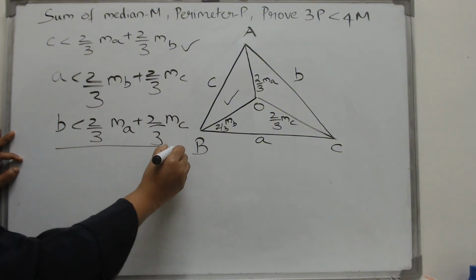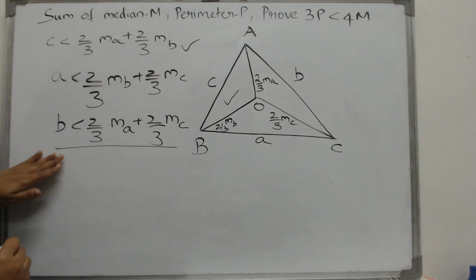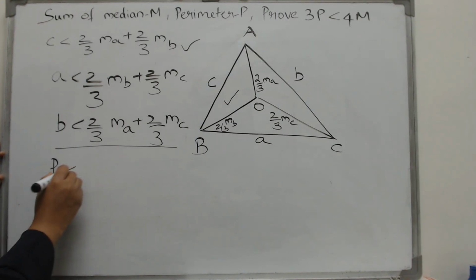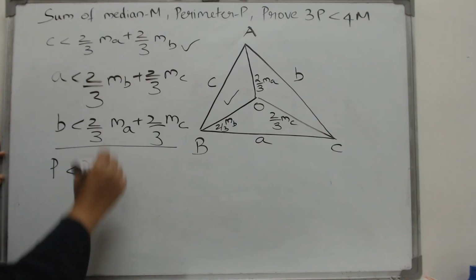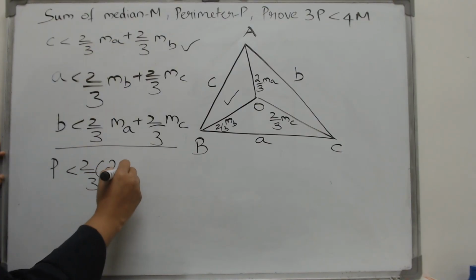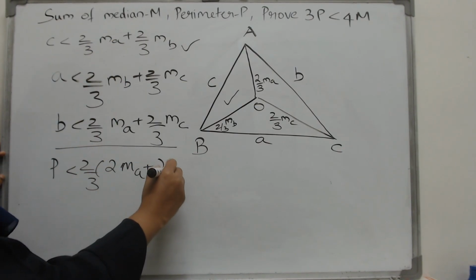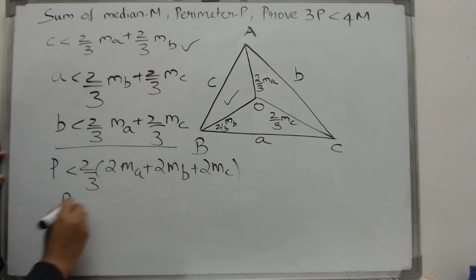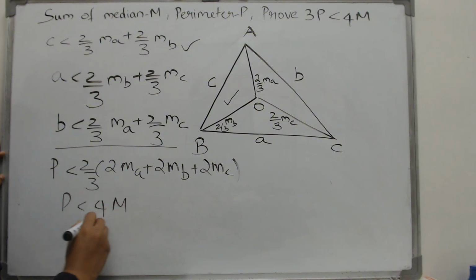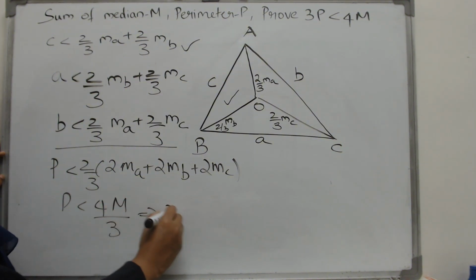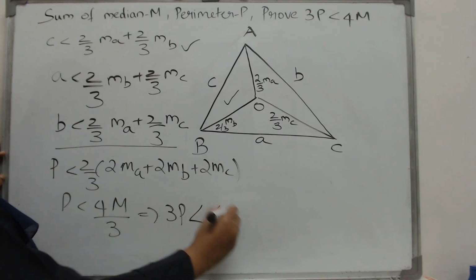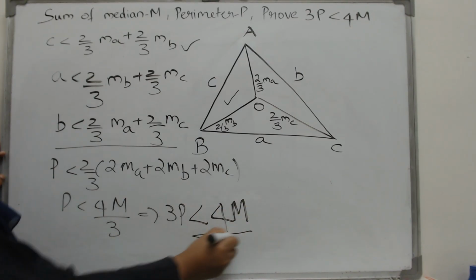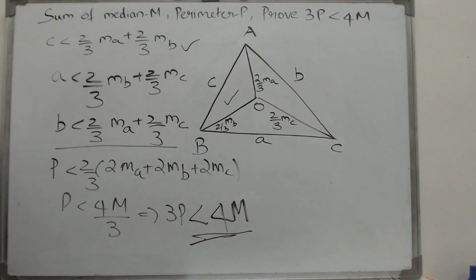So you have three inequalities, add all of them. Here you have the perimeter, and here what do you have? Add them. You have 2 times of MA plus... so this is the answer that we needed to find.